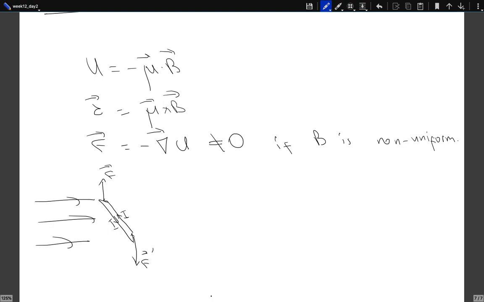And if the B is uniform, these two forces will be the same. So the total force will be 0. It will just try to rotate it. The magnetic dipole vector is pointing in this direction, so it will try to rotate the magnetic dipole vector towards the direction of B. But of course, if B is not uniform, let's say if B has a larger magnitude here and a smaller magnitude over here, then these two forces will not be equal, they will be different. And so it will exert a net force.